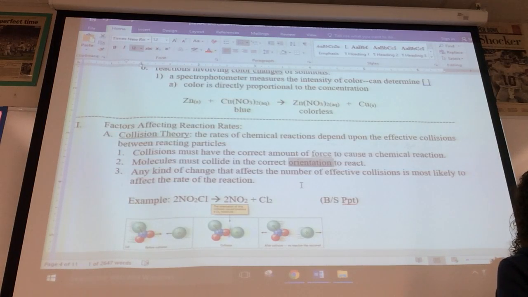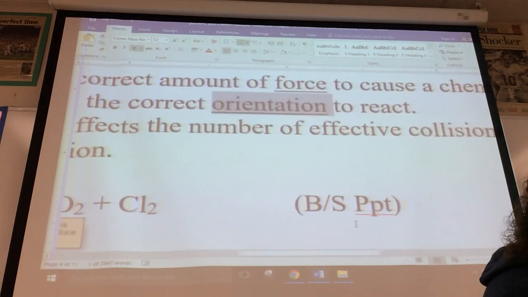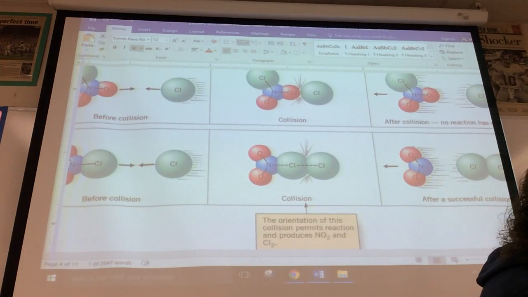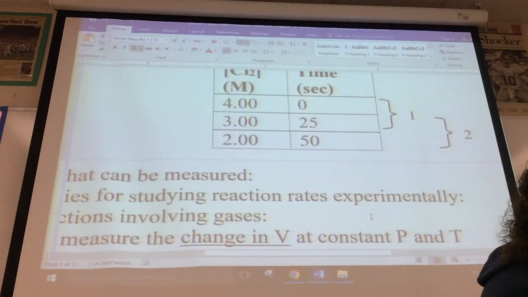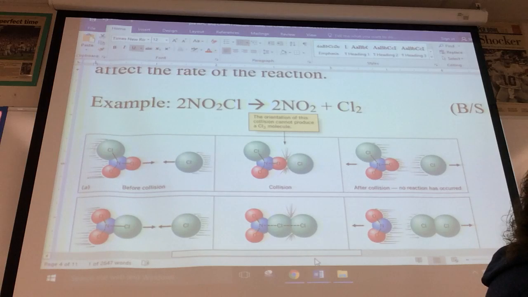You need to hit hard, and the molecules need to be oriented properly. And you can see this orientation and force aspect here. Oh, really? I just clicked one little button.